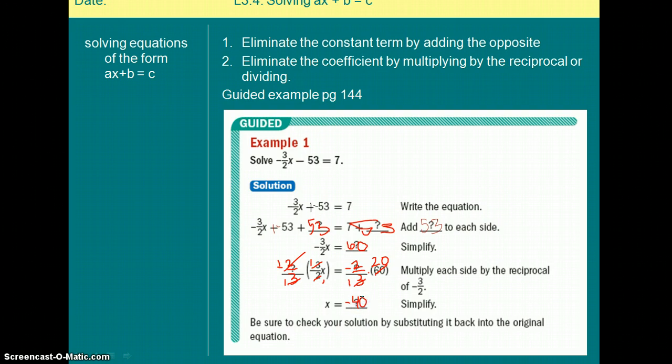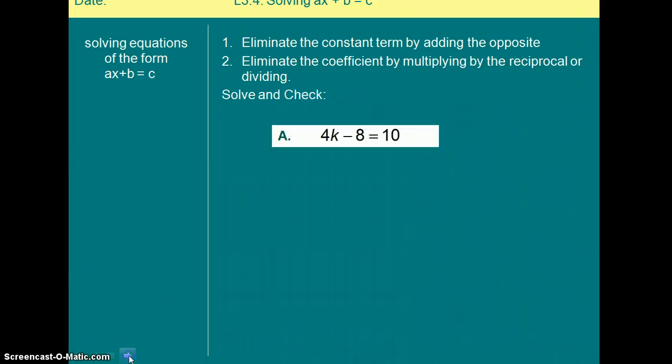We can check to see that x equals negative 40 is a solution by substituting for x in the original equation. Taking a look at an additional example, we can solve and check the following equation. Go ahead and press pause, make an attempt at this on your own if you feel like you're ready, or you can slowly watch each step show up.